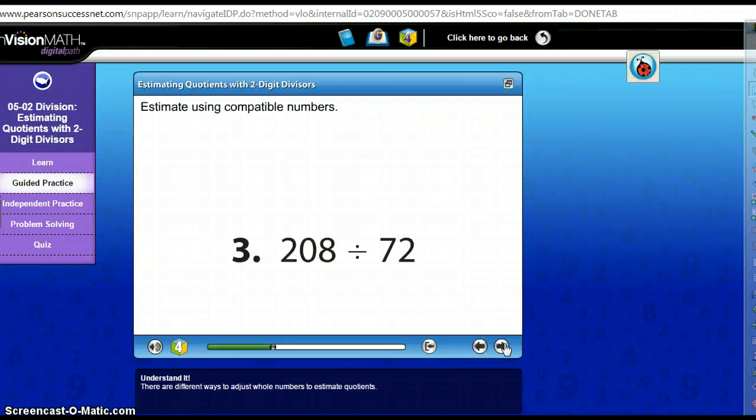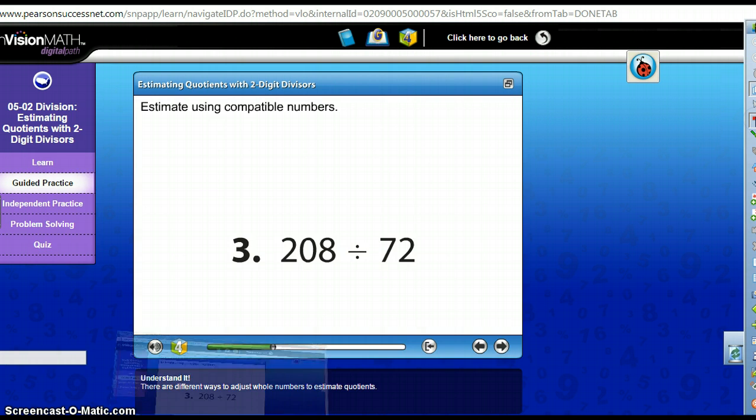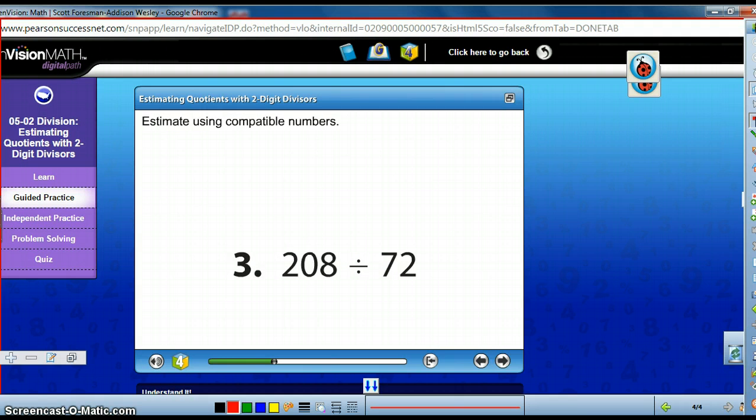Estimate using compatible numbers. 208 divided by 72. This all goes back to our basic multiplication facts, guys. Again, another reason why you need to have them memorized, why you need to know your multiplication facts. The number 72. I don't really like it. Let's make it 70. And so the number there is a 7. And then 208. I'm looking at 20. 7 does not go into 20, but it does go into something that's pretty close. What is it? 210.